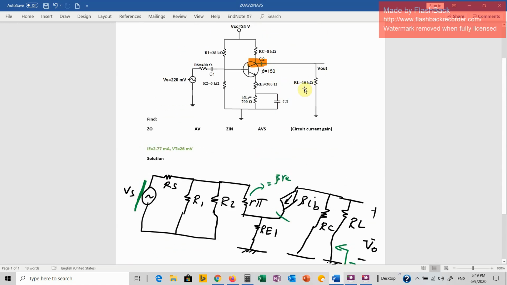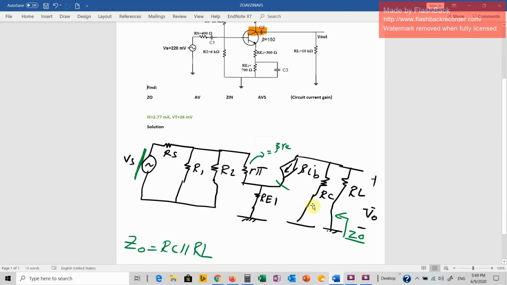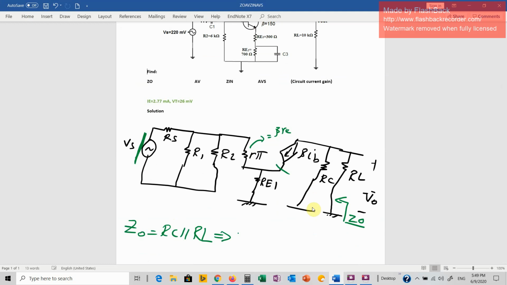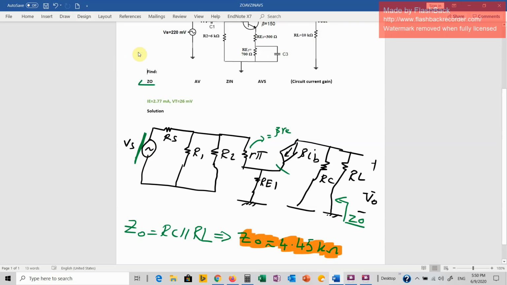So it is 10 kilo ohm and it is 8 kilo ohm. You can use this website if you like. I want my answer to be in kilo ohm, so it is approximately 4.45. So I'm going to say here ZO is approximately 4.45 kilo ohm. Okay, so that's ZO, and this is done.